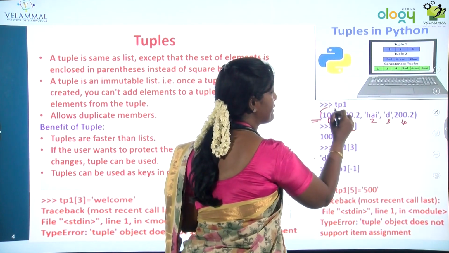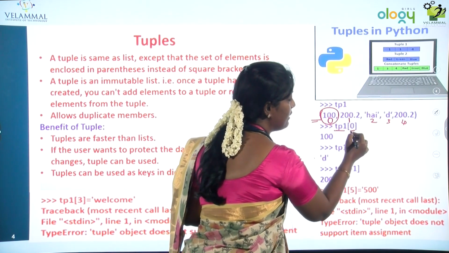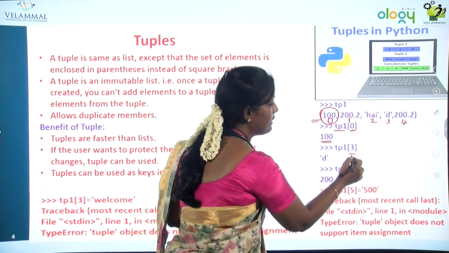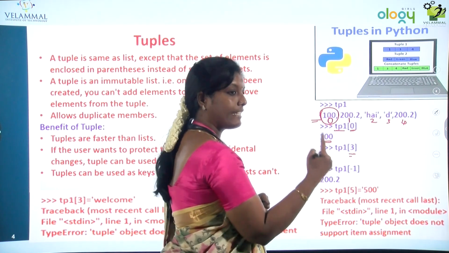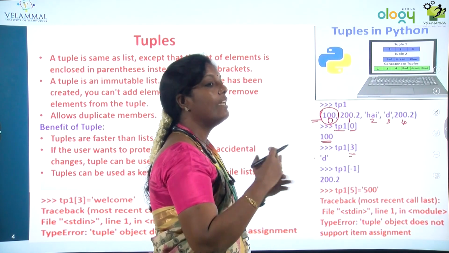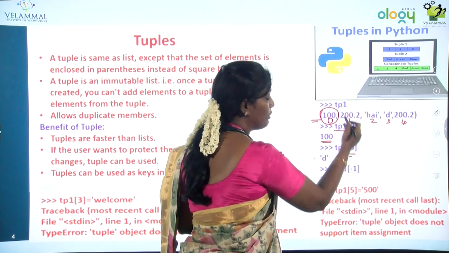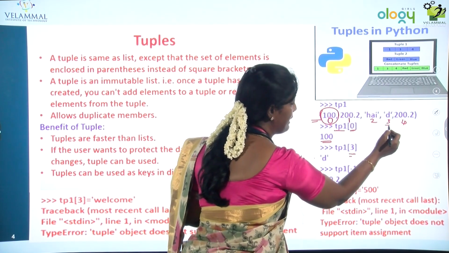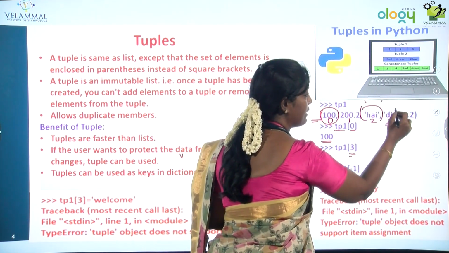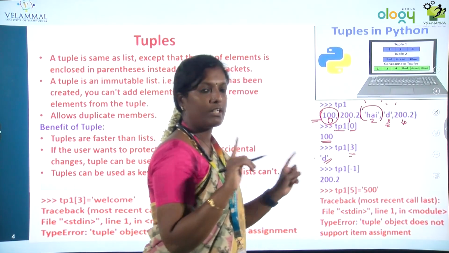If I want to access the 0th value, what do I give? tp1 is the name of the tuple, with the index value 0. So what is going to be displayed here? 100. Whenever indexing starts, it goes from 0 to n minus 1. That is what is stored in that format in your computer, right? So when you access through the index values, what is going to be in the third place? D. That is what is declared here. And since it's a string, you give it in single quotes. When you watch the string videos, you'll understand what strings are and the different types of strings.